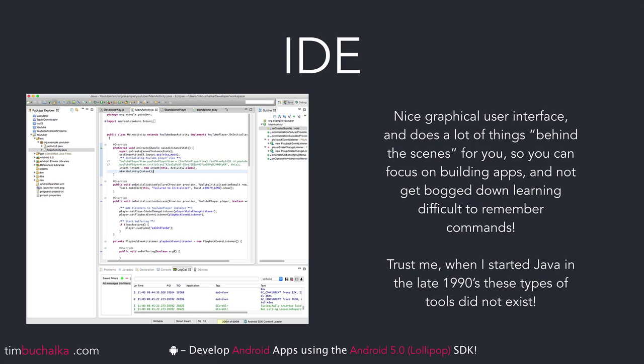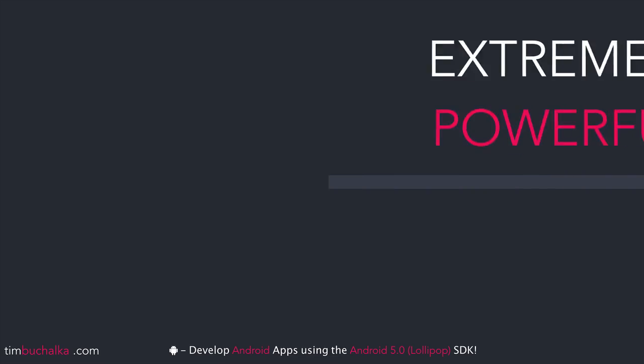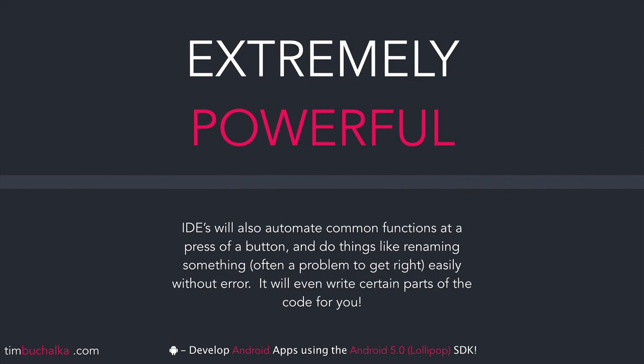Now trust me on this, when I started Java in the late 1990s, these types of tools did not exist, or if they did exist, they were very primitive. These days, these tools really do save you a lot of time. They're extremely powerful, and they'll automate a lot of common functions at the press of a button. They do things like, for example, renaming something, which is often a problem to get right manually, easily without error.